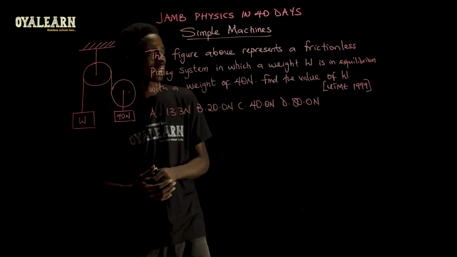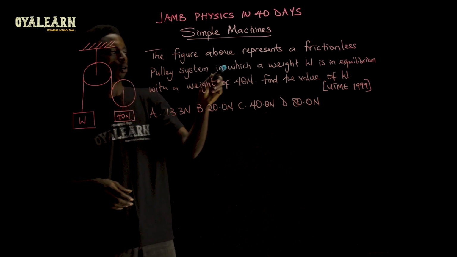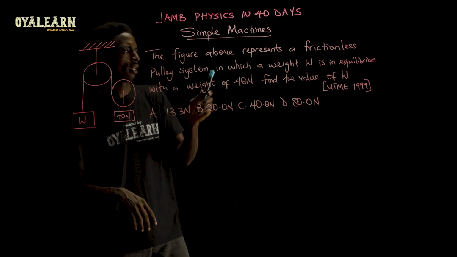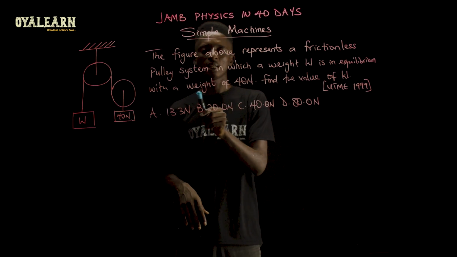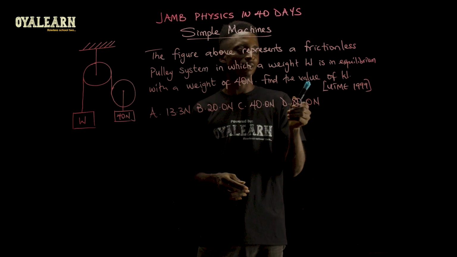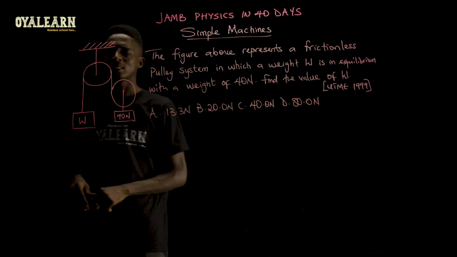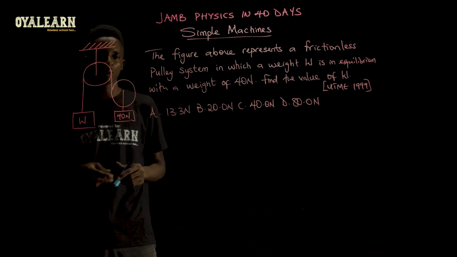This question from the 1999 UTME exam says, the figure above represents a frictionless pulley system in which a weight W is in equilibrium with a weight of 40 newtons. So find the value of W. Now, when we take a look at the figure provided, we see that the system consists of 2 pulleys.